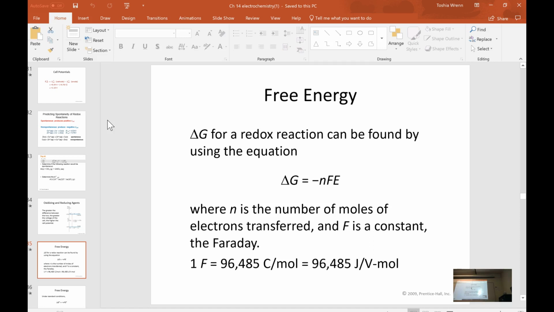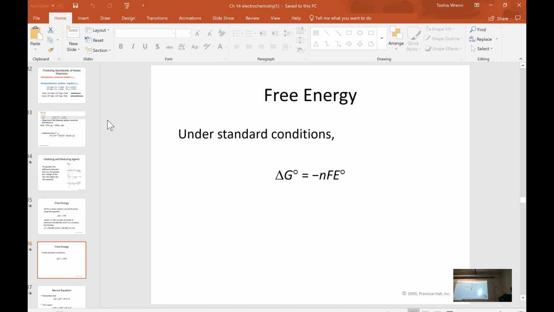And we already know that for a redox reaction, the free energy is associated to the number of moles of electrons being transferred times Faraday's constant, which is the constant that relates the coulombs of charge associated with a mole of electrons. So there are 96,485 coulombs of charge transferred during the migration of 1 mole of electrons, times our electrical potential of our cell. If we're looking at standard conditions, then we throw in the G naught, E naught.